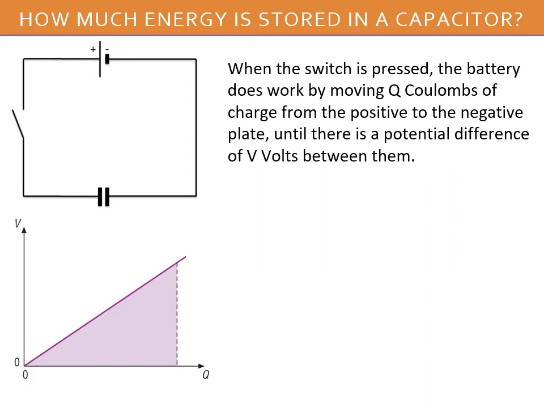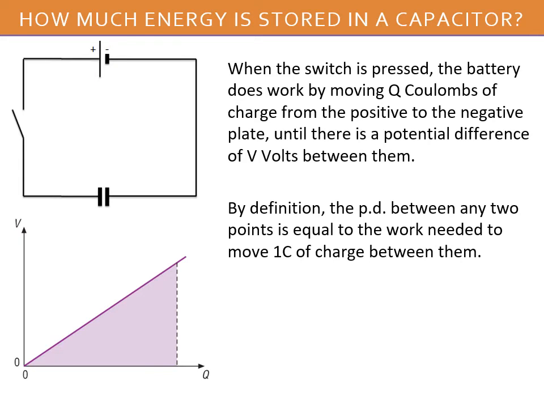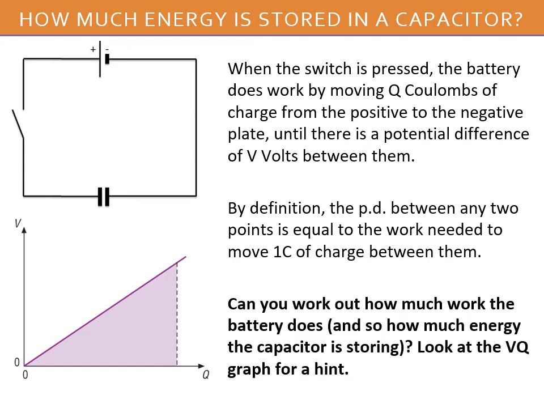The battery does work by moving charges from the positive to the negative plate, until there is a potential difference of V volts between them. This is how the capacitor is being charged. By definition, the potential difference between any two points is equal to the work needed to move 1 coulomb of charge between them. So looking at this information, can you work out how much work the battery does, and so how much energy the capacitor is storing?